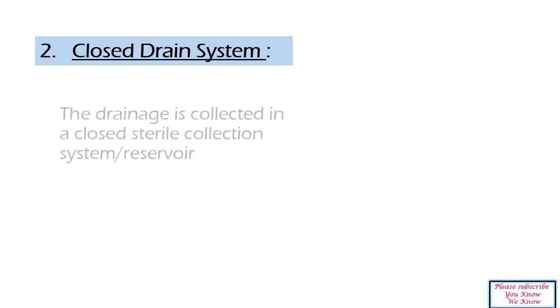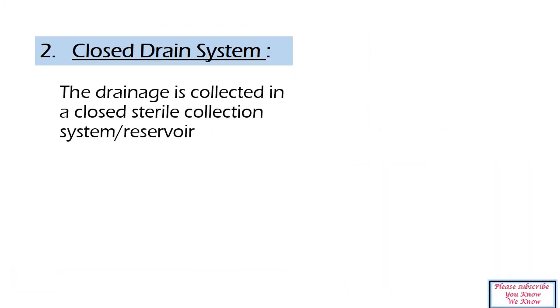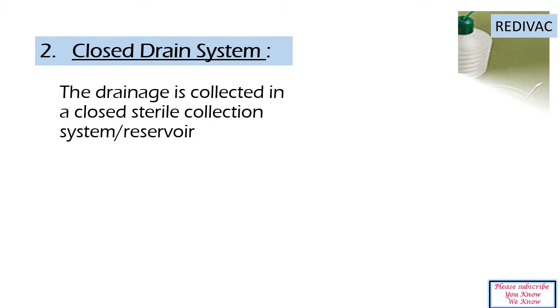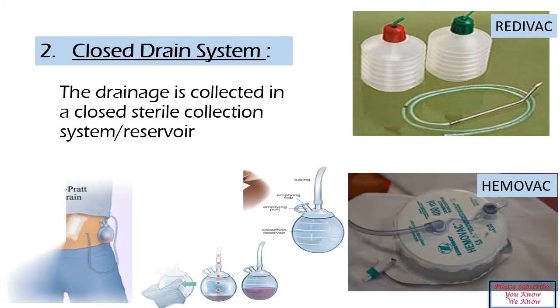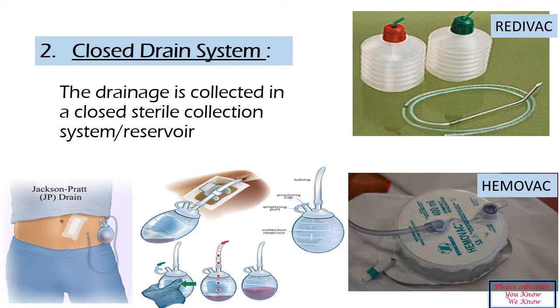Closed drain system. The drainage is collected in a closed sterile collection system or reservoir. The examples of closed drain systems are Redivac, Hemovac and Jackson-Pratt drain. The parts of the Jackson-Pratt drain are tubing, emptying cap, emptying port and collection reservoir.